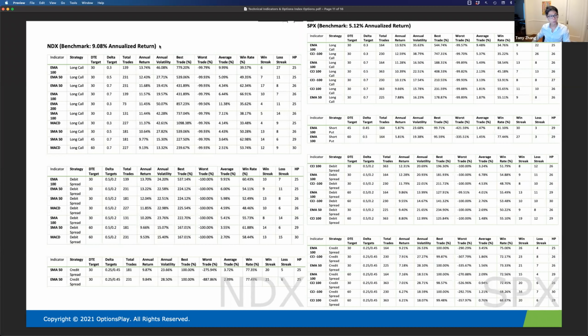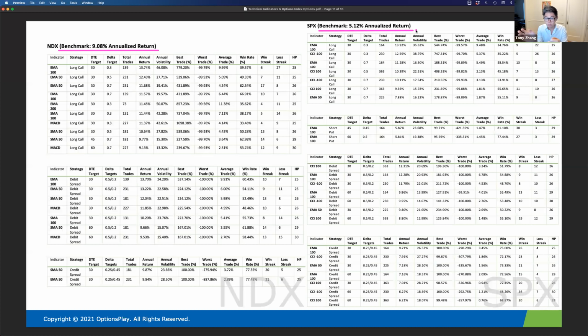And remember, the benchmark here for NDX is much higher than the benchmark for SPX because, like I said, NDX has had a substantially better run over the past 10 years than the S&P 500. So the bar that was set for the Nasdaq-100 was substantially higher. Every option strategy had to outperform an annualized return of 9%, versus the S&P 500, which only had to perform an annualized return over 5%. So what we did is we tested long calls.